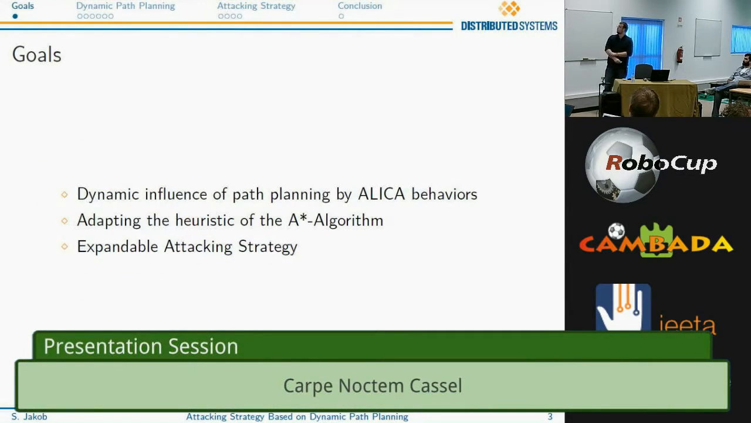So, at first, the goals. We wanted to implement a dynamic path planner which can be influenced at any time by our ELISA behaviors. So we used an adaptable heuristic for the A-star algorithm, which is the base of the path planning. And the last goal was an expandable attacking strategy that can be expanded by new plans or behaviors.